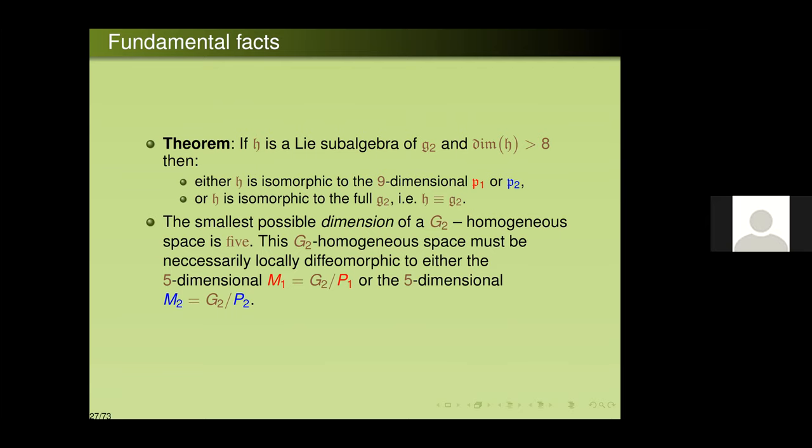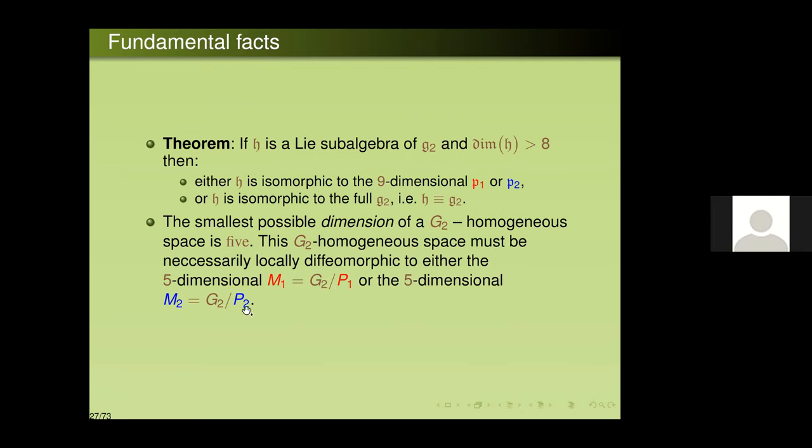Okay. So now, when we come back to Killing, the statement of Killing was that the realization of G2, if G2 exists, should be on a five-dimensional manifold. So we see that there are at least two possibilities of realizing G2 as a symmetry group of some five-dimensional manifold: either G2 by P1 or G2 by P2.